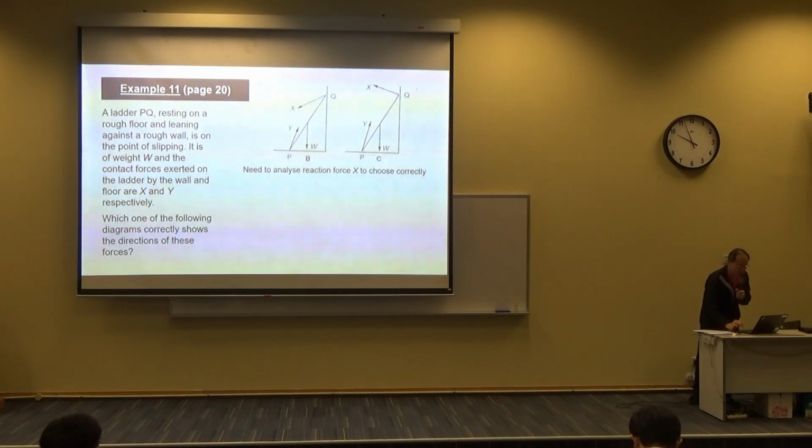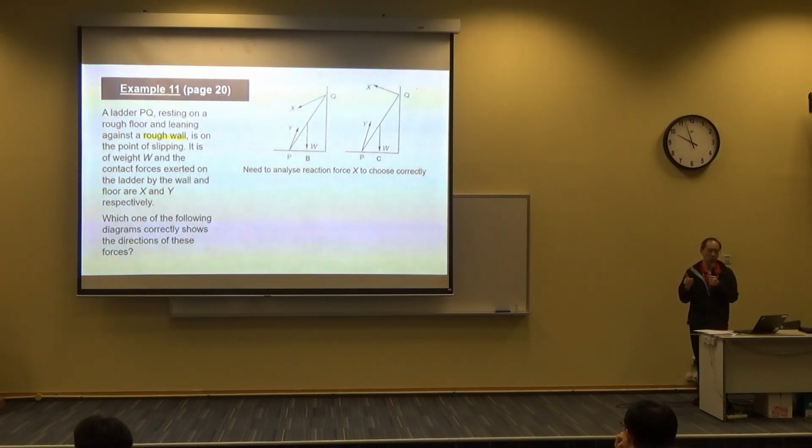I will have to analyze reaction force X carefully, because you realize the difference between the two diagrams is only reaction force X. And then what you do is read the question carefully. Notice I've highlighted two words. It's leaning against a rough wall. When you see the word rough, straight away, a bell must ring or a light bulb must light up and think there must be friction. So the reaction force X has a friction component.